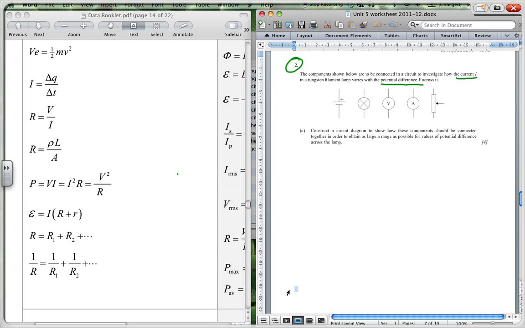But anyway, we've got to put these in such a way as to measure the current and the potential difference. And then it says construct a circuit diagram to show how these components should be connected together in order to obtain as large a range as possible for values of potential difference across the lamp. So let's draw up a circuit here. So we're going to obviously have our cell.